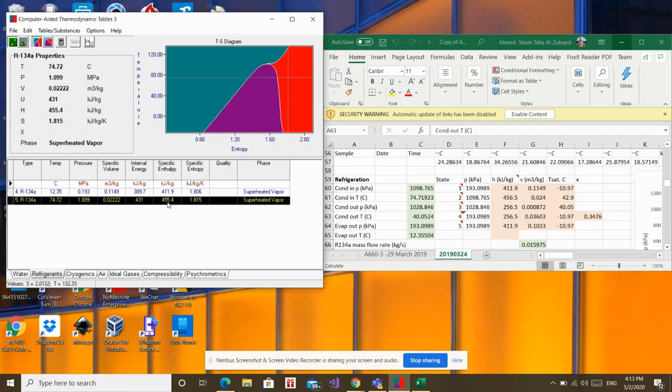And the enthalpy is going to be 455.4. Well, actually, I have some slight difference. Okay, and this is it. And this situation is going to be a superheated vapor after leaving the compressor unit.